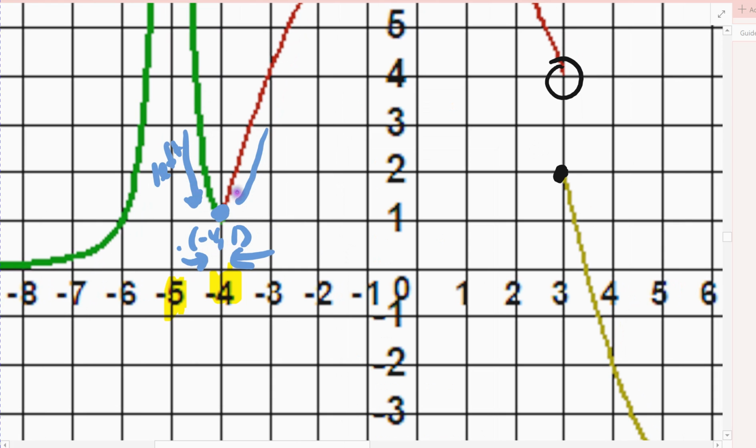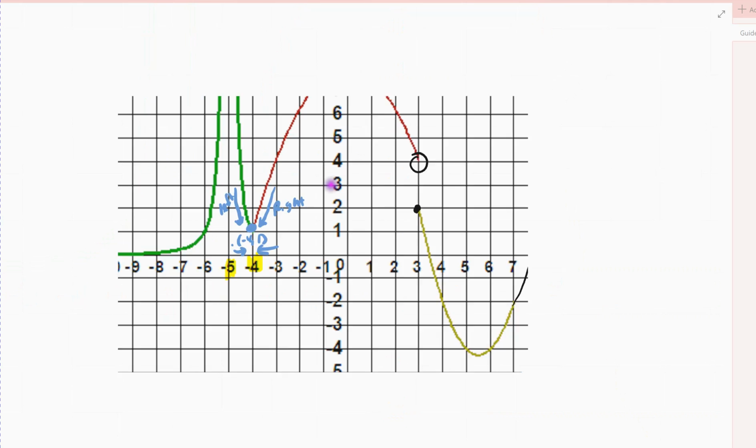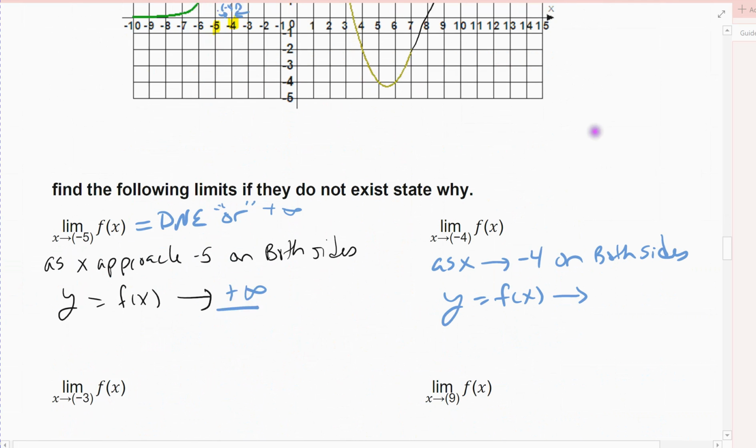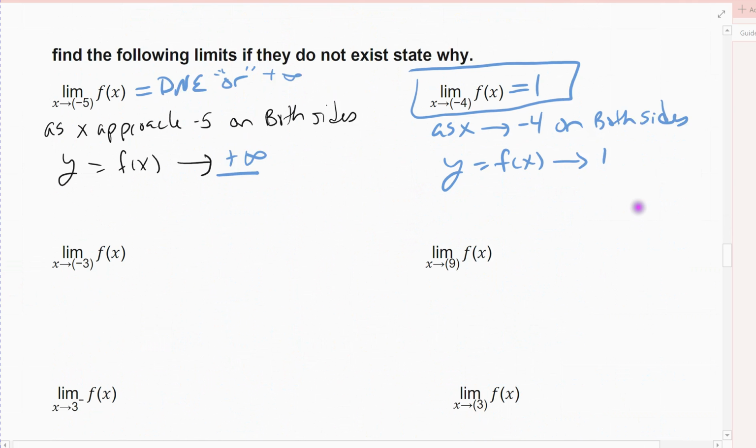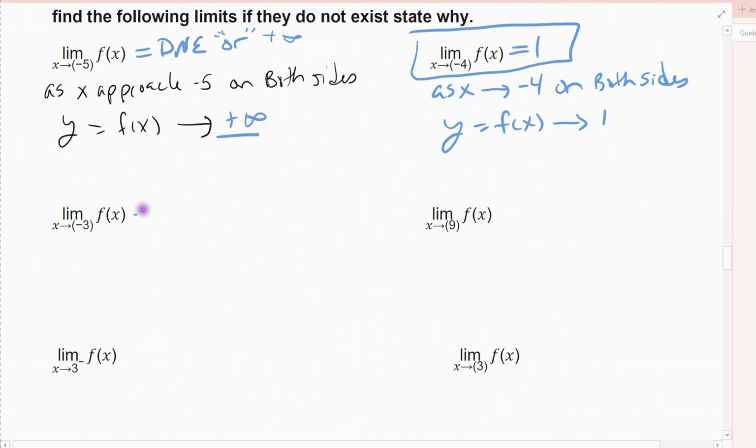And it's doing the same thing from the right. On the right side of that -4, if I go up to my function, it's coming down here and it's also approaching that moment. So from the left and the right of -4, both sides approach the point -4, 1. 1 is the y value, or the function value. So both sides are approaching 1. All right, so 1 is the answer to this. The limit as x approaches -4 of my function is equal to 1. Both sides approach 1.